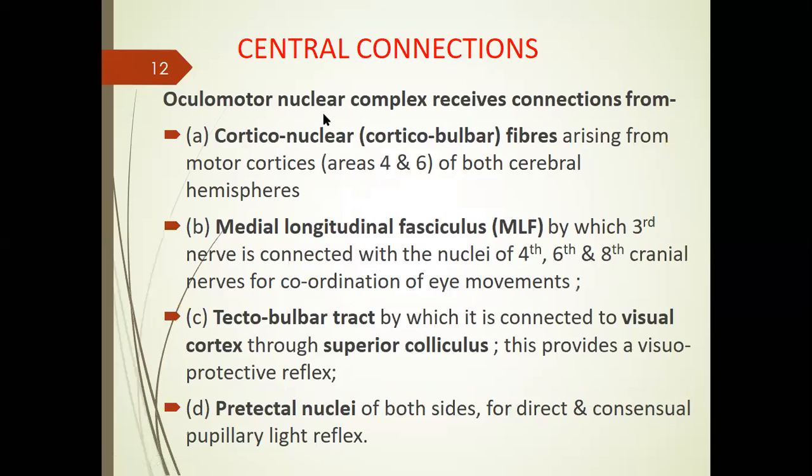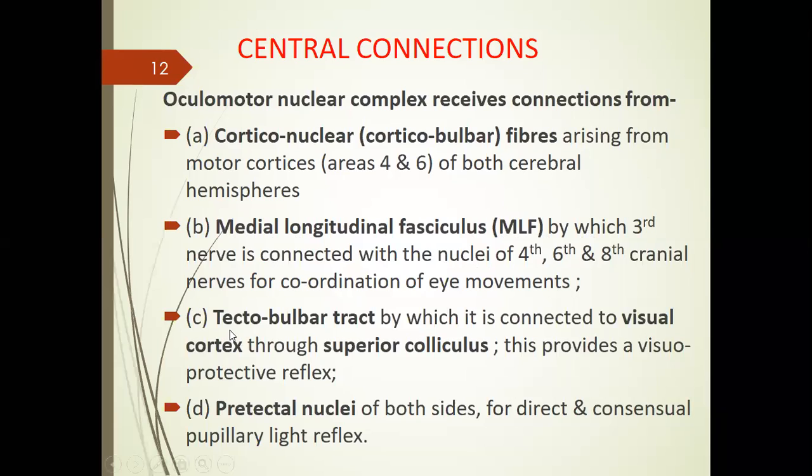Now this third cranial nerve has central connections. So oculomotor nuclear complex receives connections from corticonuclear, also called corticobulbar fibers arising from Brodmann's area 4 and 6 of both cerebral hemispheres. So another connection is medial longitudinal fasciculus, in short MLF, by which third nerve is connected with the nuclei of 4th, 6th, and 8th cranial nerves for coordination of movements of the eye.